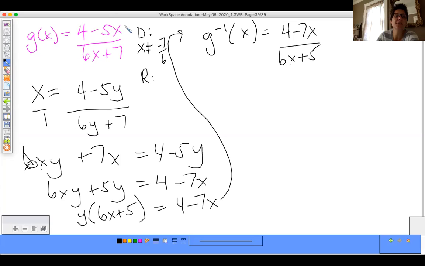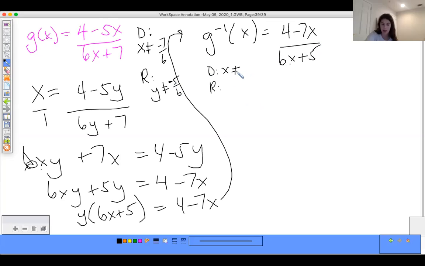What does this simplify to? Just 5/6. Y can equal, say, -5/6, okay? So now when we go over here and we look at the domain and range for the inverse, what is the restriction on the domain for my inverse? What can X equal? If we set this equal to 0, what can X equal? -5/6. Isn't that interesting?